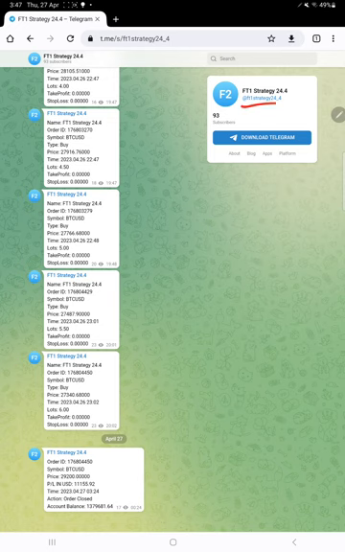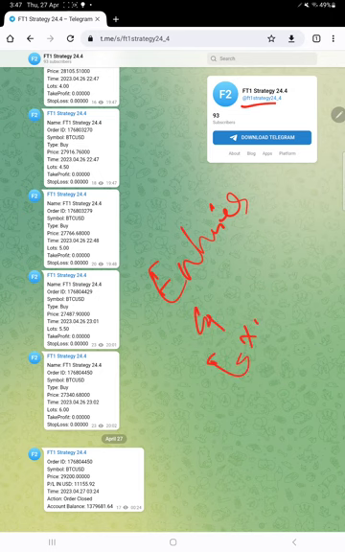You can download it. And this account is also connected with a Telegram channel. The channel link is @ft1strategy24_4. In this Telegram channel, all the entries and exits are automatically recorded. When the trade is placed, that is recorded. When the trade is closed, whether it is profit or loss, that is also recorded in this Telegram channel.